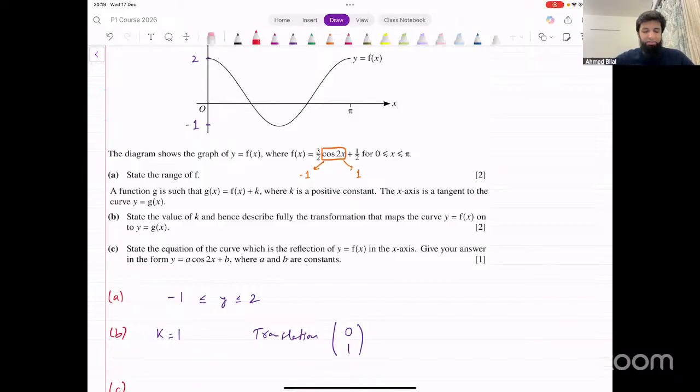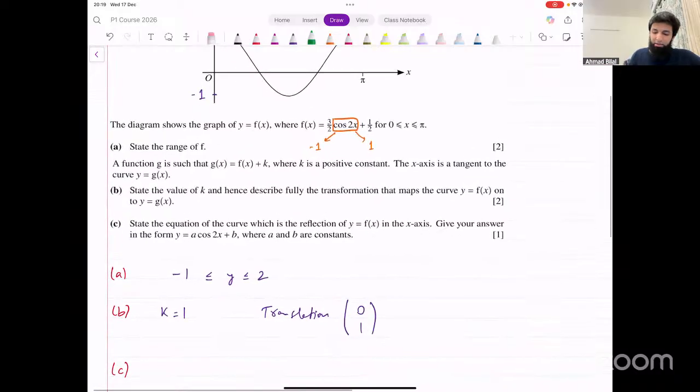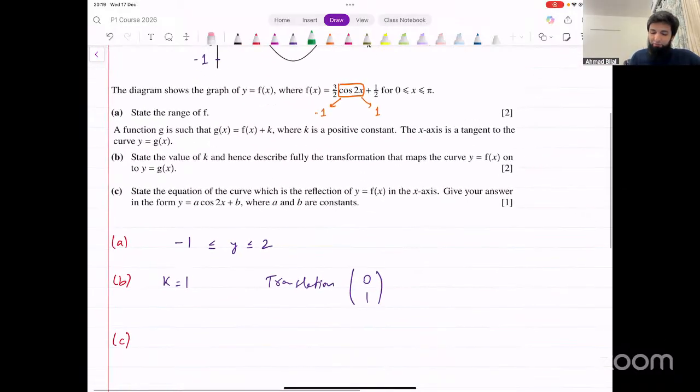The third part says state the equation of the curve, which is the reflection of y equals f of x in the x-axis. Reflection of f of x in the x-axis. What kind of reflection is that? Is that something that we call a vertical reflection or a horizontal reflection?